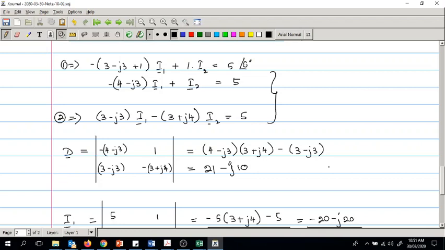So let me check that calculation again, right? 4 minus 3I bracket, let's multiply it by 3 plus 4I, minus brackets 3 minus 3I, which is 21. Oops, it becomes plus 10. How can it be?